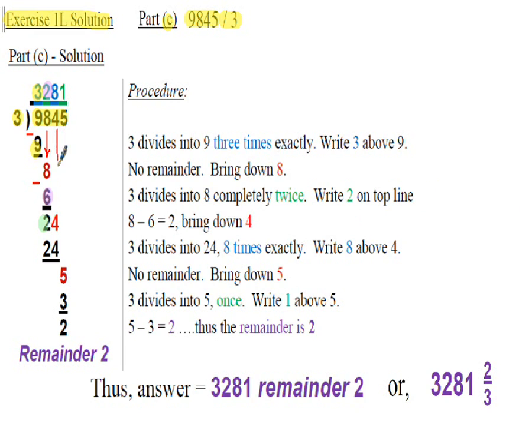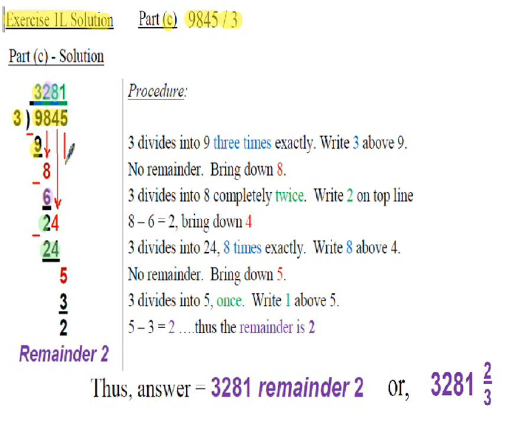We bring down the 4 from the dividend. So how many times does 3 divide completely into 24? It goes 8 times exactly, write the 8 here. So 3 times 8 is 24. And again subtracting leaves us with 0.